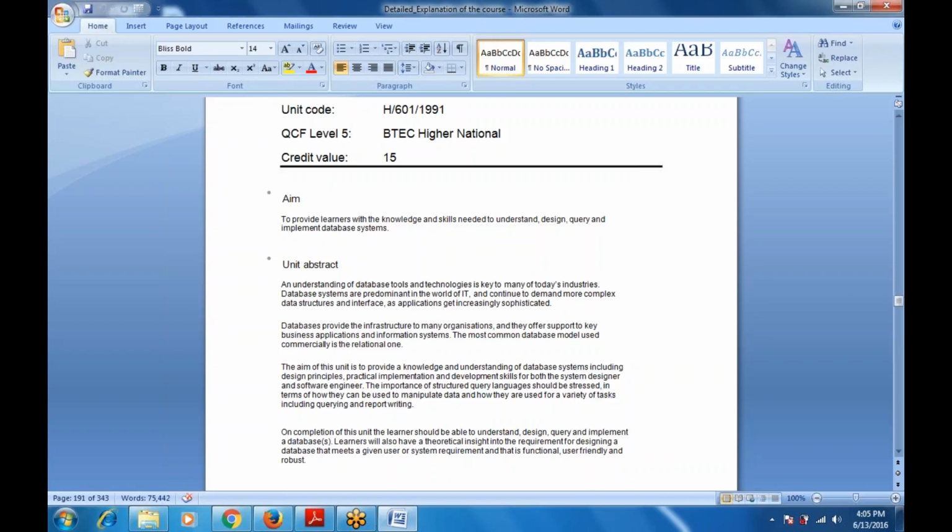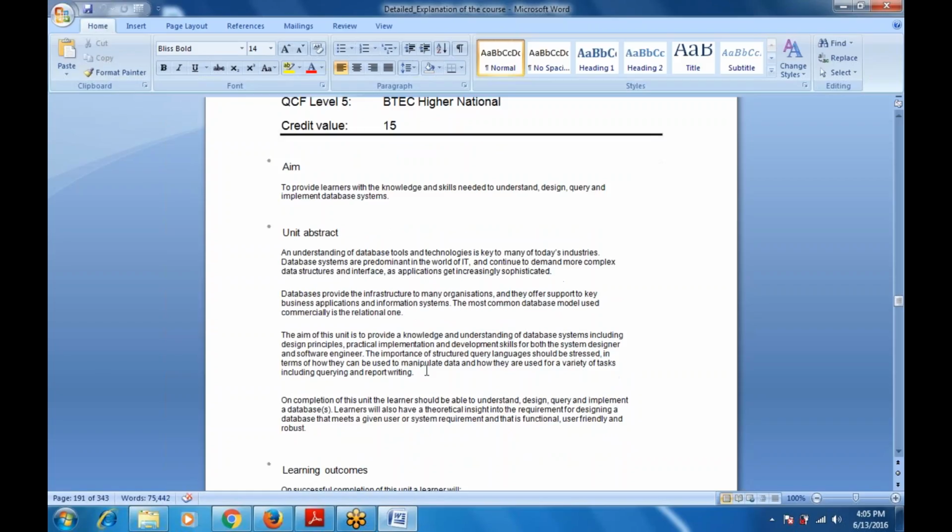And in this, we are also going to study the various common database systems or database models that are used. And what is the main aim of this unit? This is given over here. This is used to provide knowledge and understanding of a database system that includes the design principles, practical implementations, as well as the development skills for both the system designer as well as the engineer. Now, what is the main difference between the system designer and the system engineer?